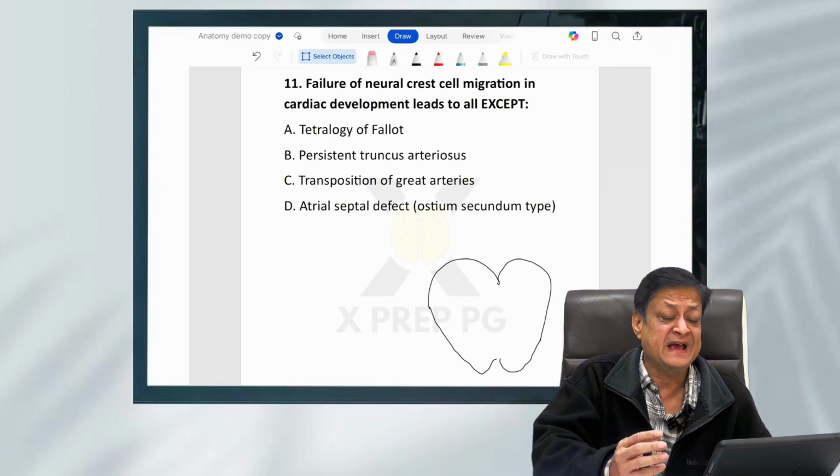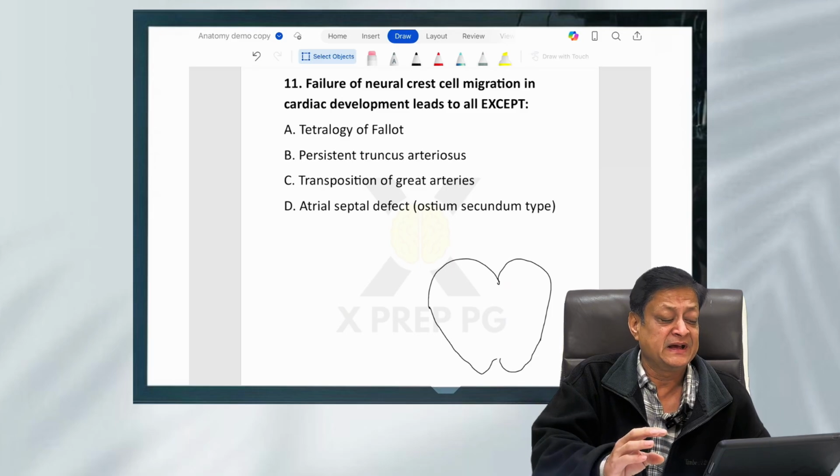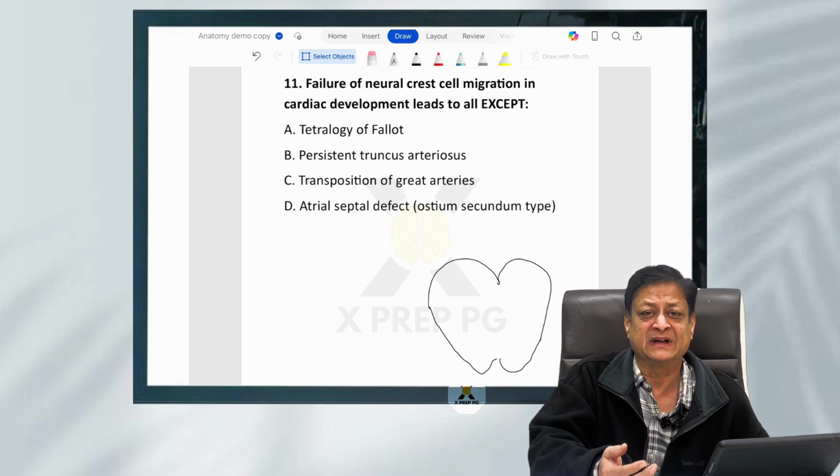So our MCQ is except, so atrial septal defect should be the right answer.